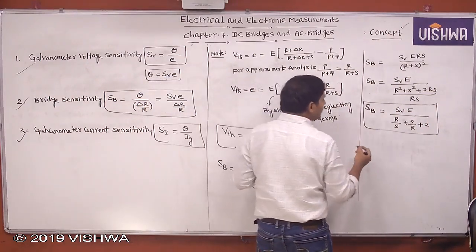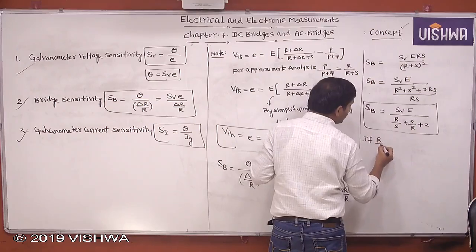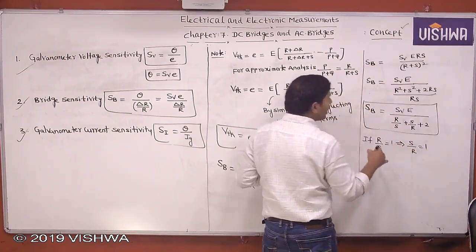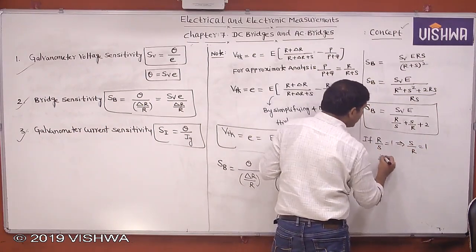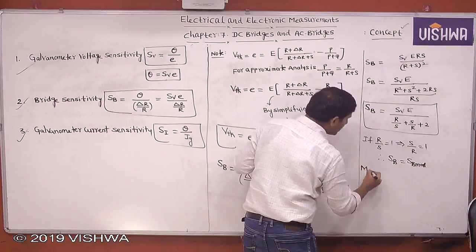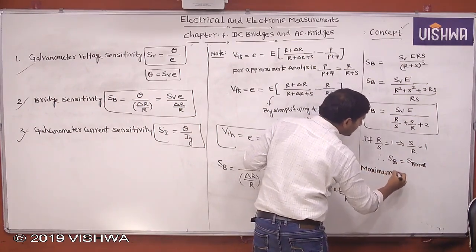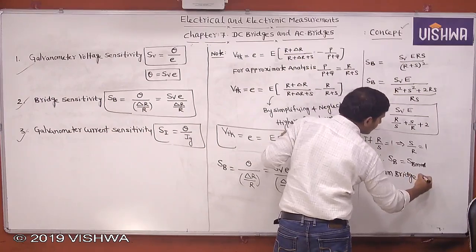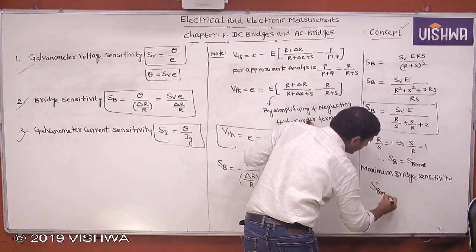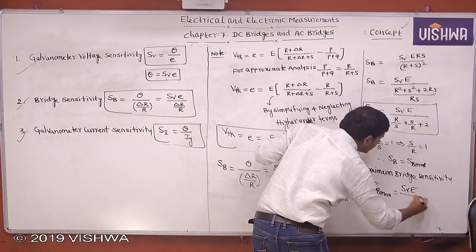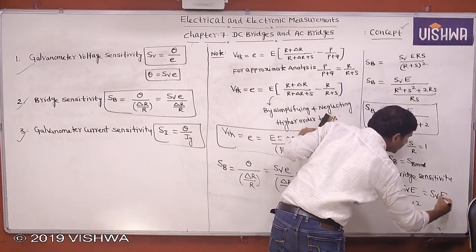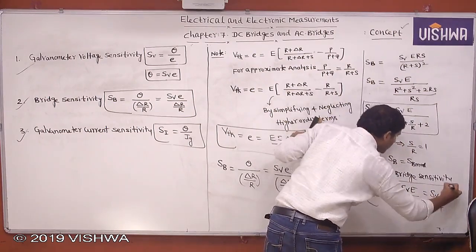When is this value maximum? If R by S equals 1, then S by R is also 1. Then SB equals SB max, the bridge sensitivity is maximum. The maximum value of bridge sensitivity, SB max, equals SV into E by, R by S is 1 and S by R is also 1. Then what is the maximum value of bridge sensitivity? SV into E by 4, a five-star formula.